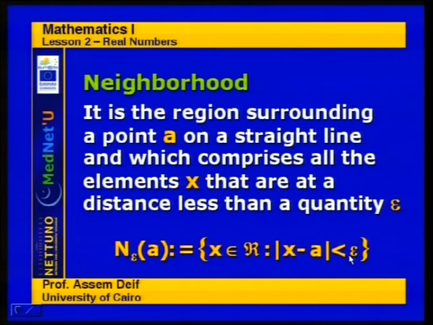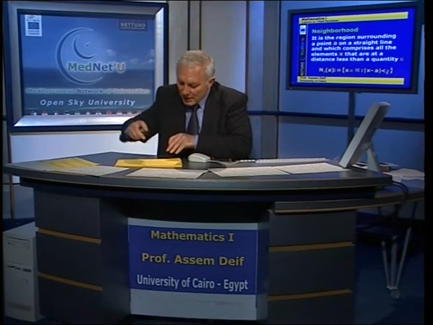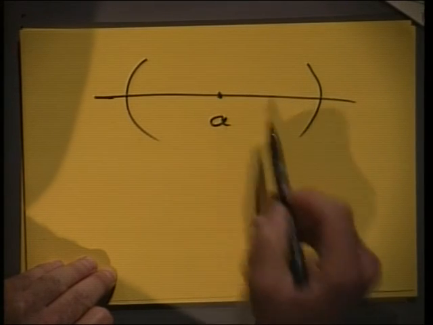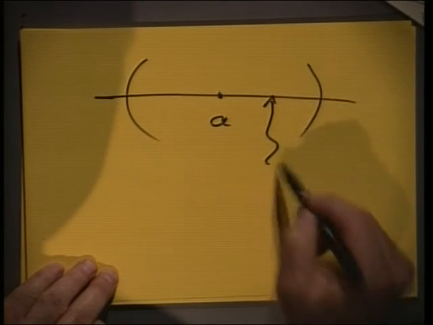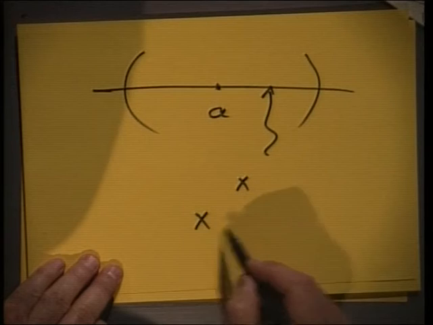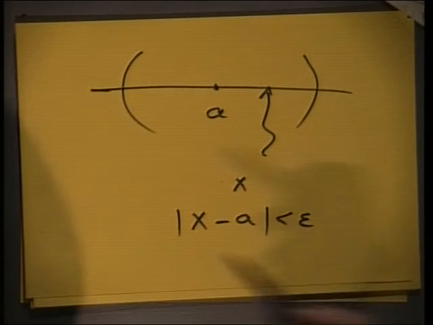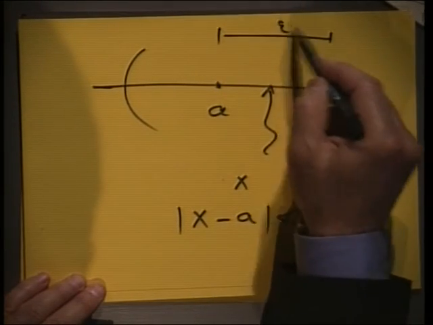In other words, what you do, in fact, is that this is your neighborhood here. This is the point A at which you wish to study the neighborhood. Any point x here is in the neighborhood of A. So you say |x - A| < epsilon, and this radius here is equal to epsilon.